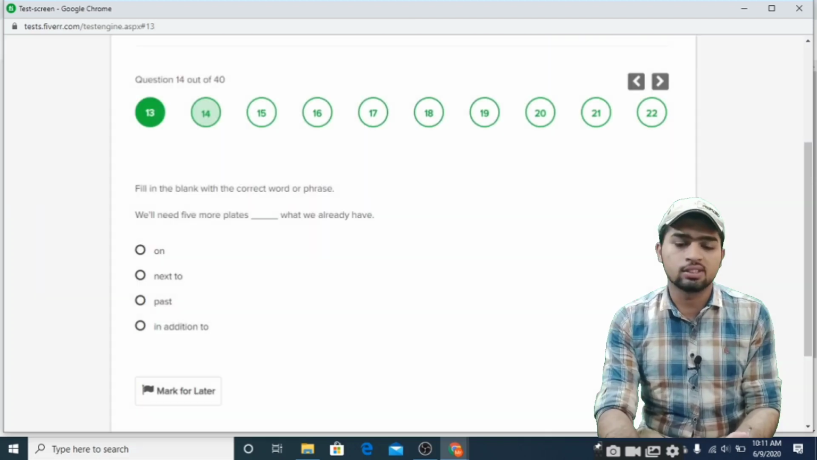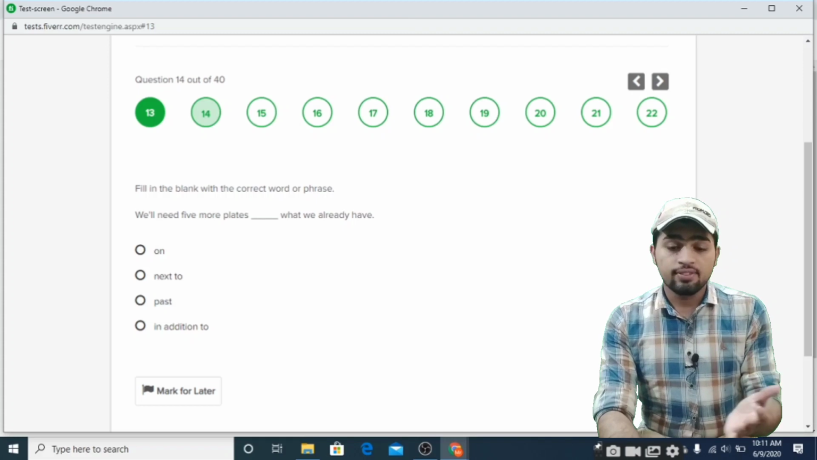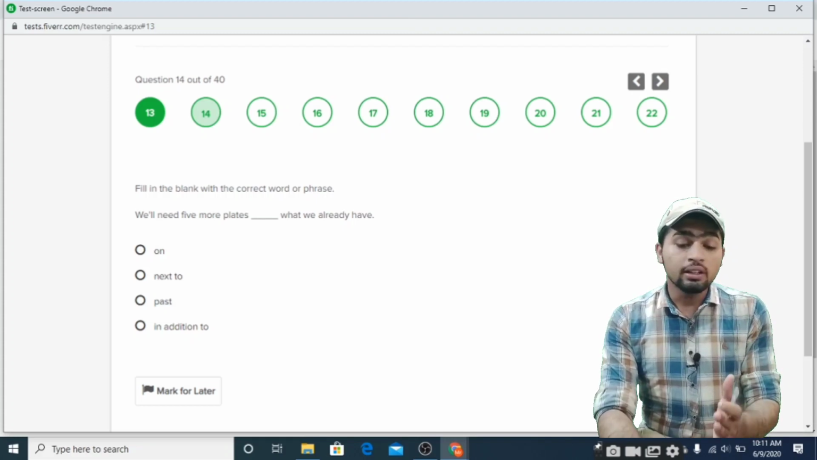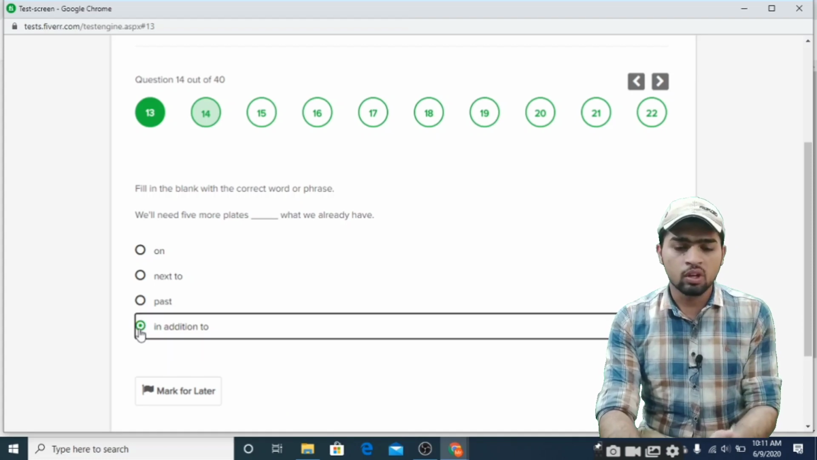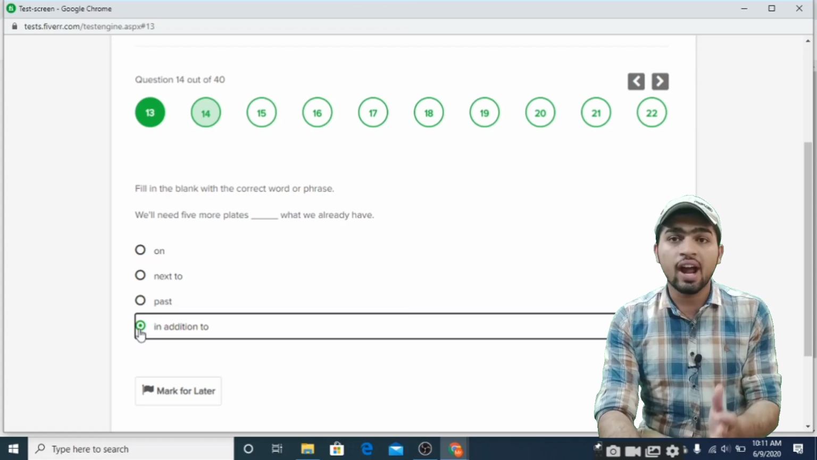I click on next. Next, fill in the blank with the correct word or phrase. We'll need 5 more players dash what we already have: next to, past, in addition to. So I think the correct answer is in addition to.